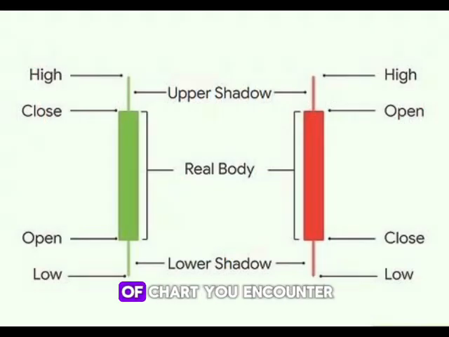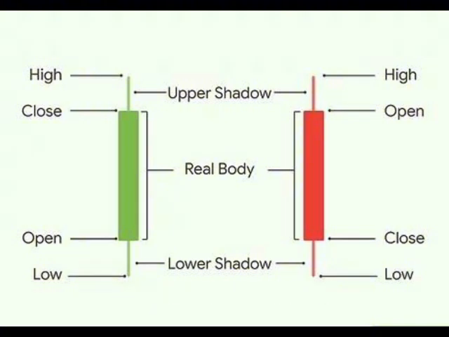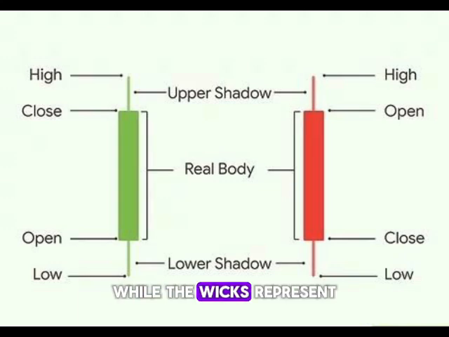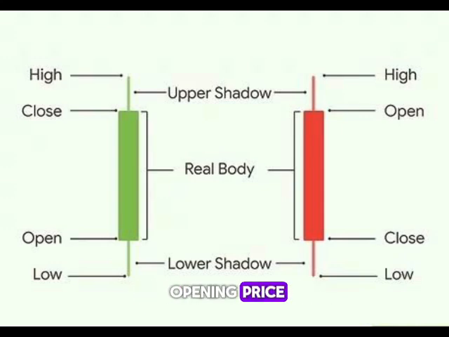The most common type of chart you'll encounter is the candlestick chart. Each candle represents the price action over a specific period, such as 1 minute, 1 hour, or 1 day. The body of the candle shows the opening and closing prices, while the wicks represent the high and low prices. A green or white candle indicates that the closing price was higher than the opening price, suggesting bullish sentiment. Conversely, a red or black candle shows that the closing price was lower than the opening price, indicating bearish sentiment.